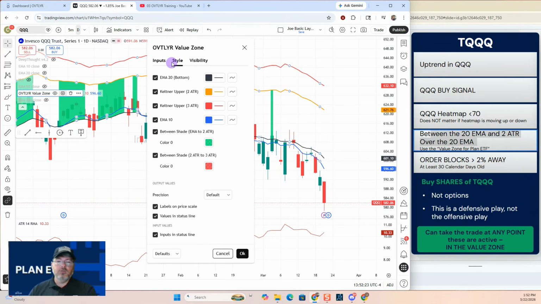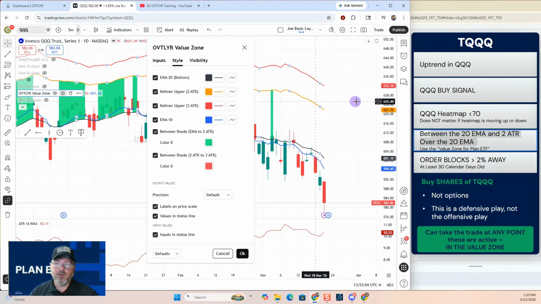Now, under style, what is the black line? The black line is the 20 EMA. So this line right here is the 20 EMA. We're going to be worried about that. We need to be between the 20 and the 2 ATR. And then for interest, the blue line is the 10 EMA. That matches another signal that Chris is concerned about in his plans. We're not particularly concerned about it right now. We're worried about the black line and these lines up here. We need to be between the 20 and the 2 ATR. So the yellow line is the 2 ATR. There you go.